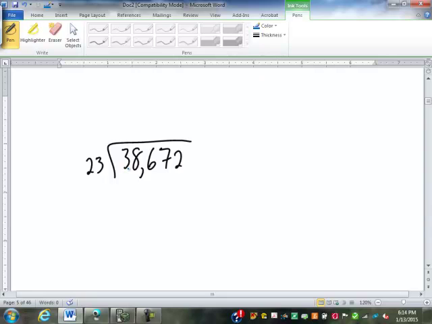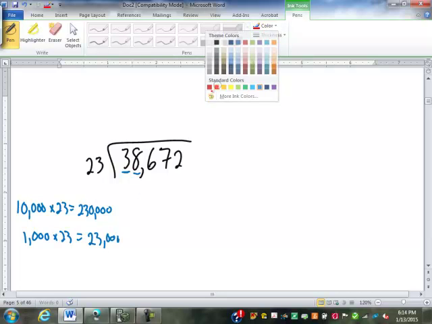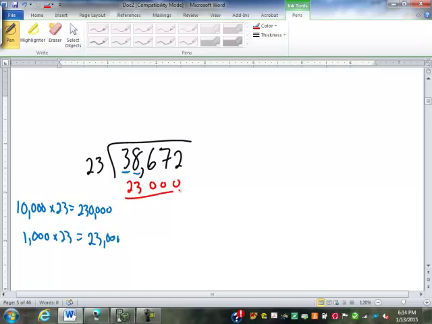We look at this number that we're dividing, and we look at the place values. The first place value here, what place value is that 3 in? 10,000, right? So 10,000 times 23 is 230,000. Can I subtract that from there? No, that's too big. So the next place value is the thousands. What's 1,000 times 23? 23,000. Can I subtract that? Sure can. Subtracting 23,000 is going to leave me with 15,672. Now, I didn't really subtract 23,000 once. I just subtracted 23 1,000 times.